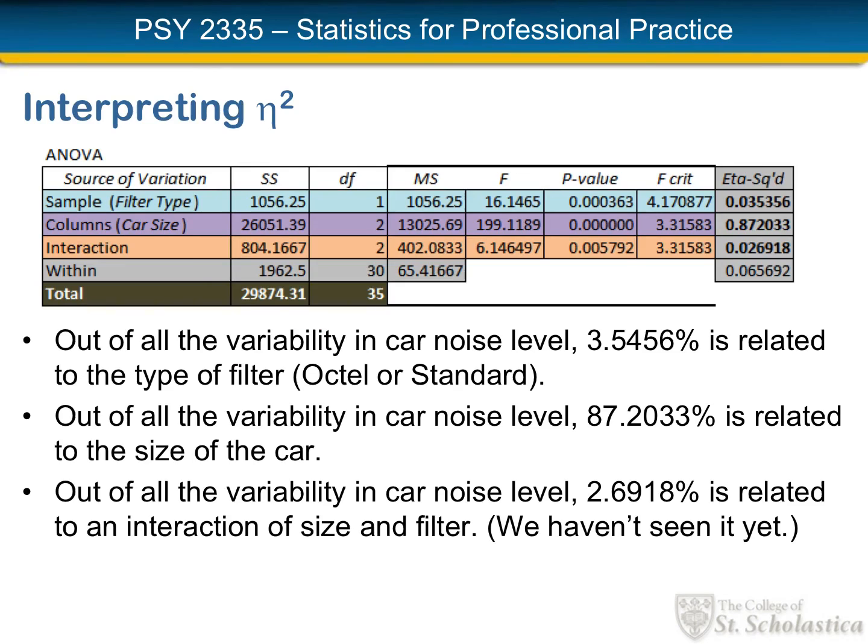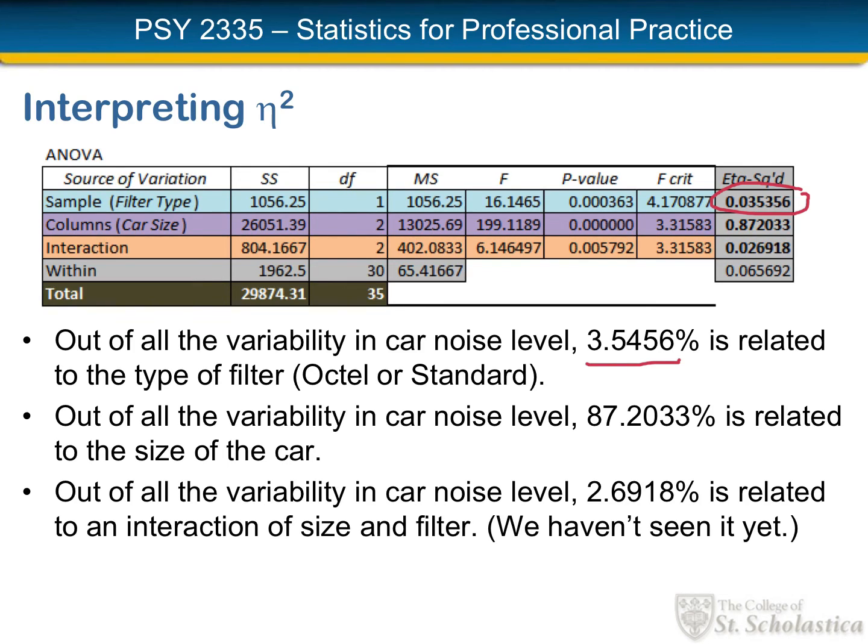Here we see what the results are when I've completed all of the computations and colored in the column gray. So we can see that out of all the variability in car noise level, 3.54%, that's this proportion just multiplied by 100, is related to the type of filter. So remember, I knew that there was a significant result. This is letting me say that I would not get the results I did by random chance, but this filter is really only explaining less than 4% of the noise variable information.